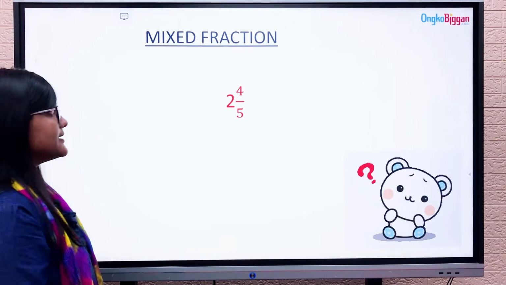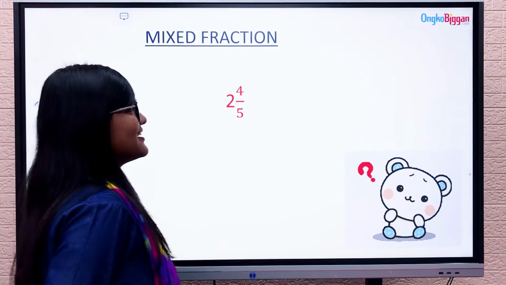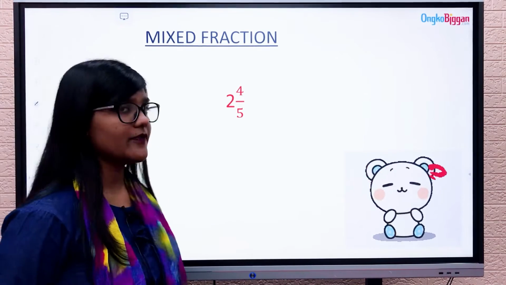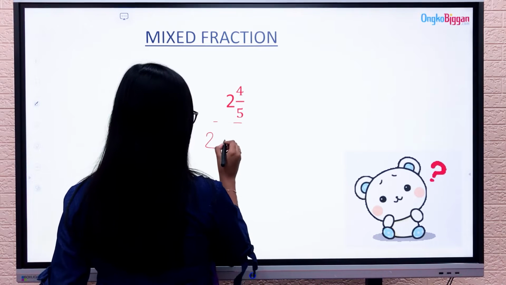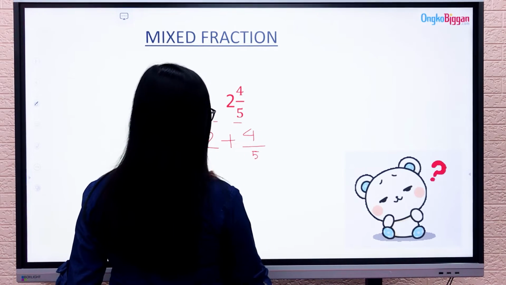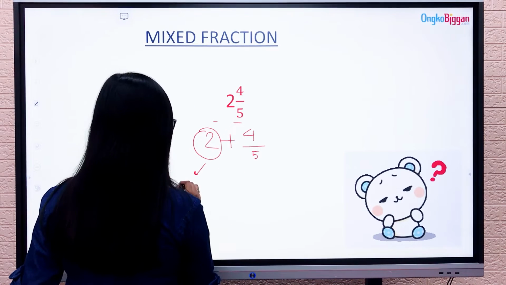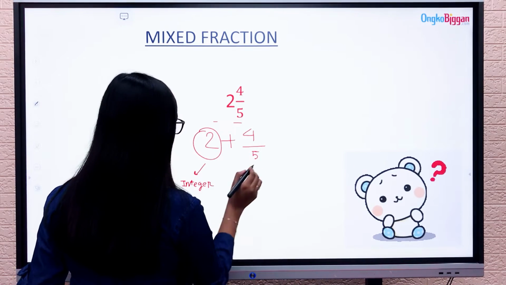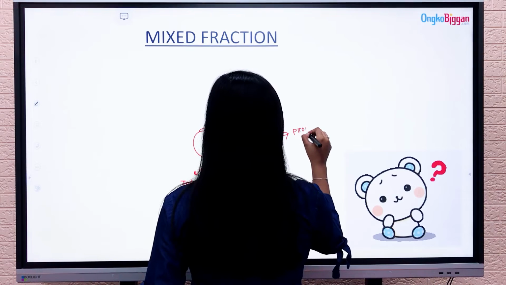So moving forward, now the mixed fraction. A mixed fraction is a combination of a whole number and also a proper fraction. Like you can see two parts over here. One is 2 and another one is 4 by 5. So here 2 is our whole number or integer, and here we have 4 by 5. It's a proper fraction.